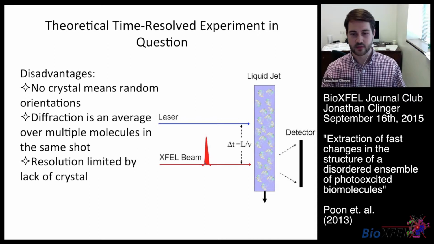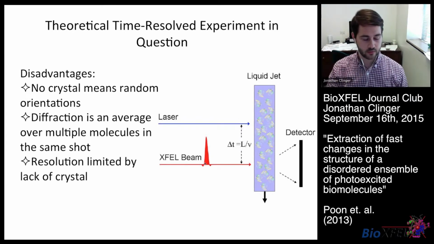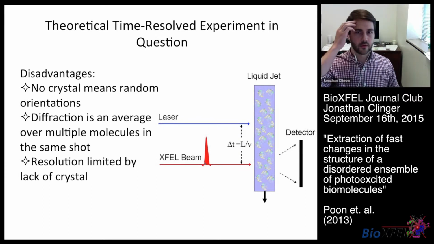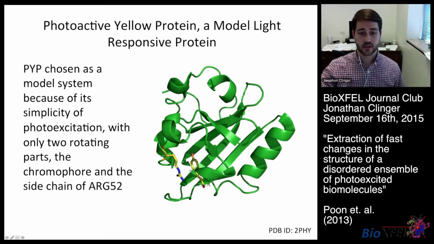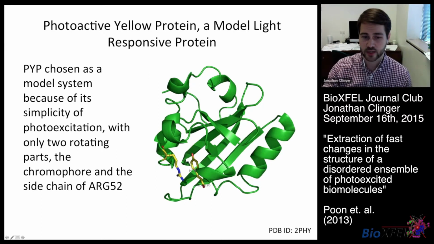In this situation, what's the best case for getting really good structural data out? The model for this paper uses PYP, which is photoactive yellow protein. It's a model light-responsive protein. It's a really good model because it's simple as far as photoexcitation is concerned. There are 2 main moving parts.